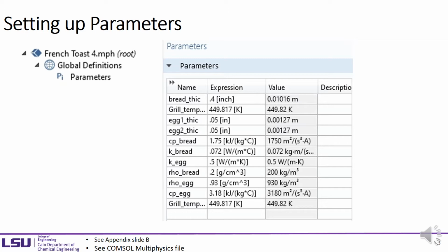I also wanted to ensure that my egg surface was cooked correctly to a temperature that was safe, at approximately 160 degrees Fahrenheit. So for my parameters, I set up my bread thickness at approximately 0.4 inches. My grill temperature was equal to 350 degrees Fahrenheit, which is also equal to 449 degrees Kelvin. And for my egg thickness, I used 0.05 inches on both the top and the bottom.